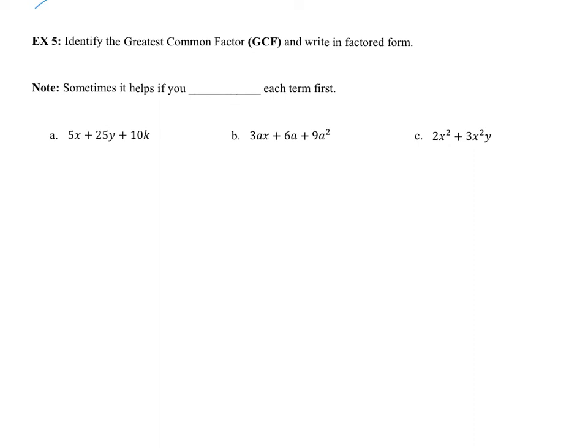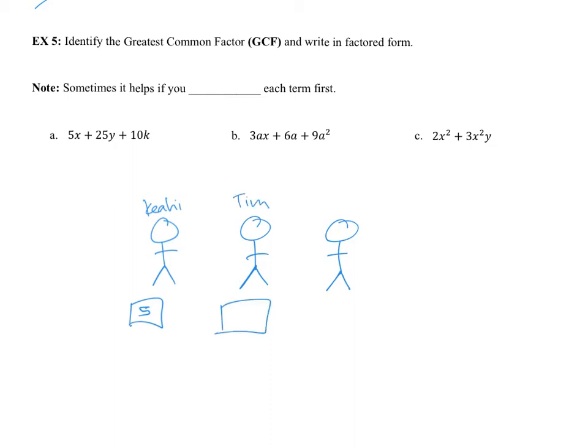Okay, so I'm going to do a real quick example. Let's say you have 3 friends. And they all want to hang out together. And they all want to pay their own way. But they have to decide what they can do with how much each one has. So let's say this is Keahi. He has $5. And let's say that this is Tim. He has $10. And let's say this is Kayla. And she has $7 in total.